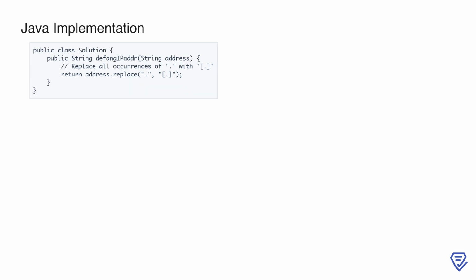This is the Java implementation of LeetCode problem number 1108, defanging an IP address. The logic mirrors the Python solution, where we replace every dot in the input IP address string with [.]. In Java, we utilize the string.replace method to achieve this. The function takes a string as input and returns the modified string as output. The class structure is standard for LeetCode problems and adheres to Java conventions.